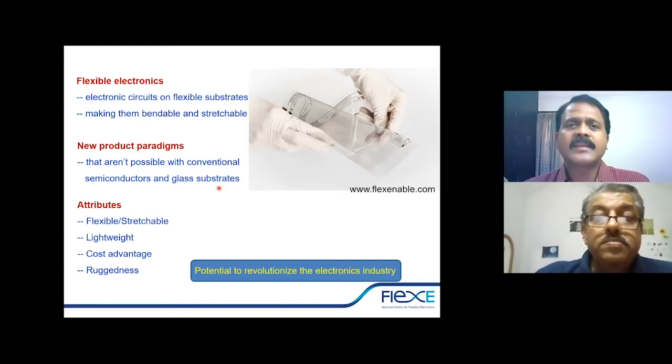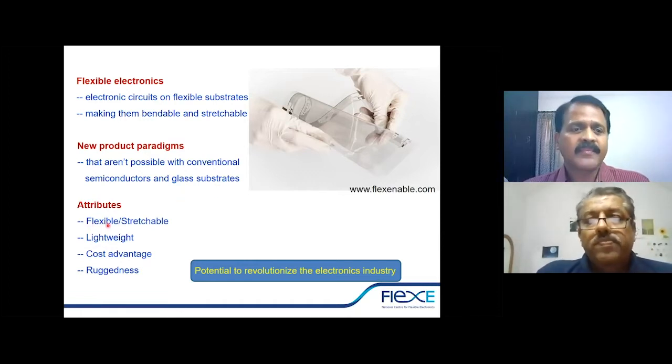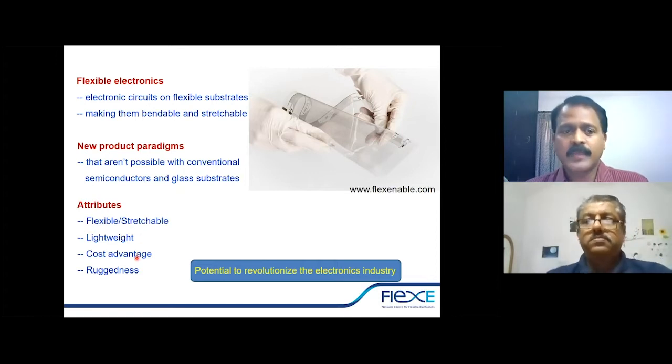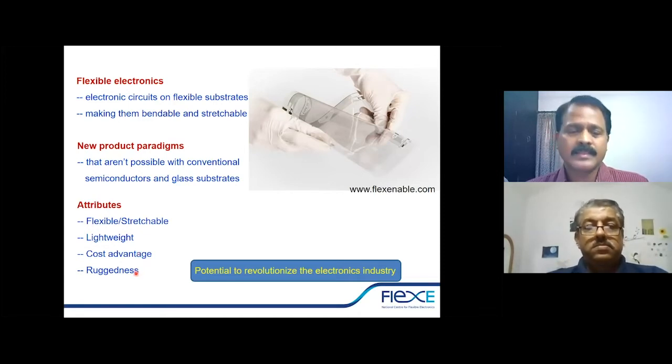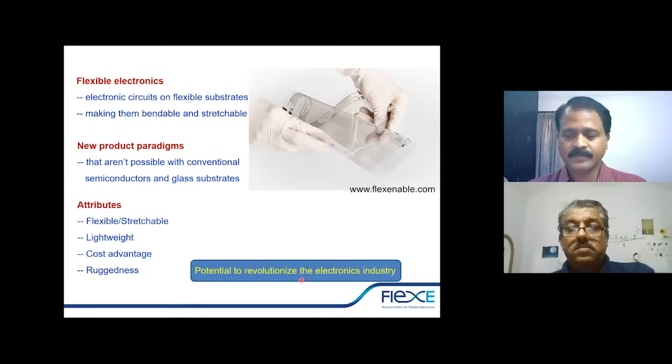And there are several attributes to these flexible electronics devices, and some of them are listed here. These are flexible and stretchable. These are lightweight. They have a possible cost advantage, and they are rugged in the sense that the packaging and other applications may not be as stringent. And all these things add up to give a strong indication that the field of flexible electronics has the potential to revolutionize the electronics industry.